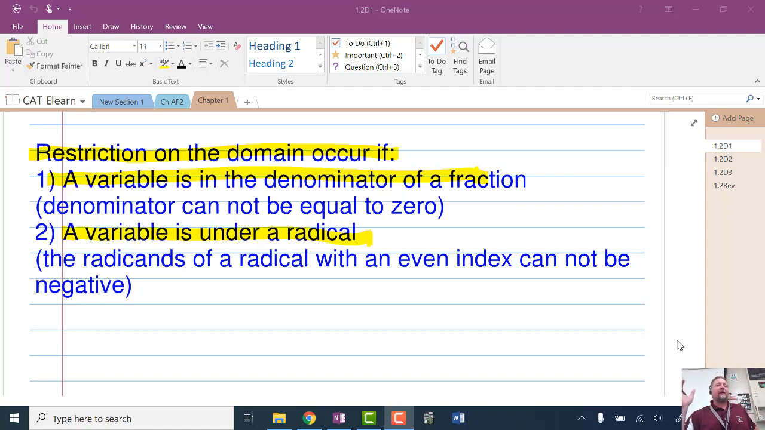Remember what we said. What is domain? Just what can X equal? You state what it can, but really look at what it cannot be, and then it can equal everything else. So pause the video if you didn't get a chance to write this.